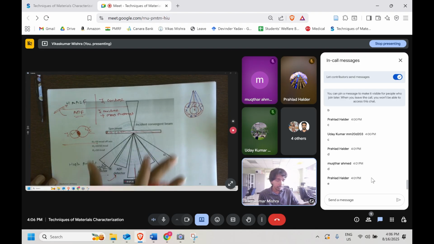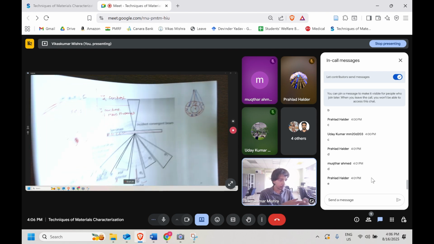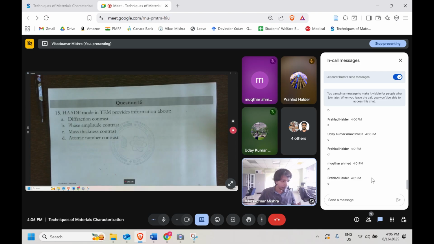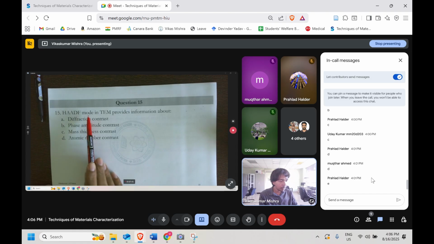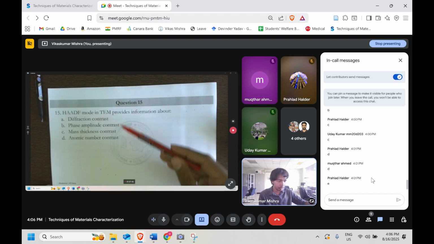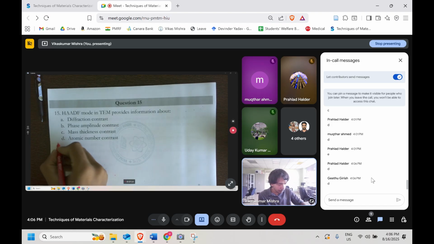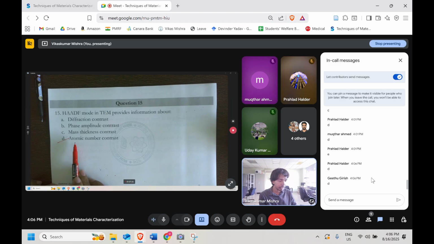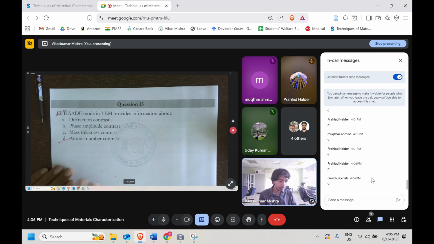Okay guys, so in this entire discussion, if there is any doubt, let me know. If not, let's try to solve a few questions. HAADF, the first one. HAADF mode in the TEM provides information about, what do you think? Among these, which one is the right answer? Option D is the right answer, right? Very good. It will provide the atomic number contrast. Very good, guys. So this was question number 50.